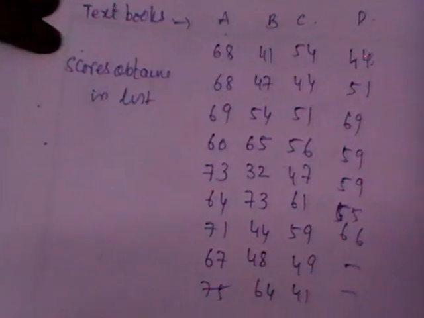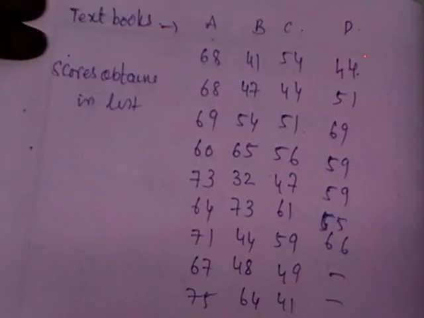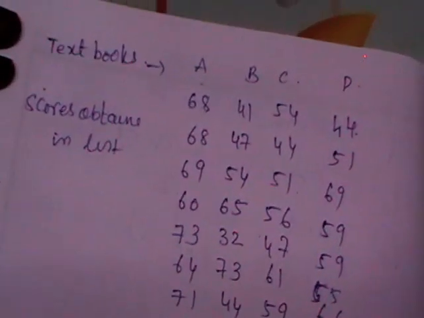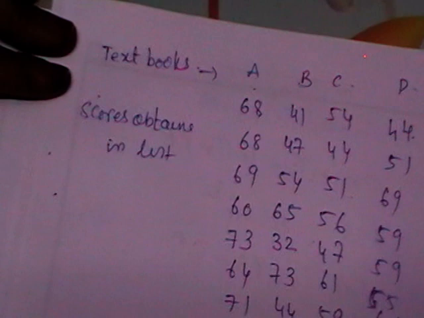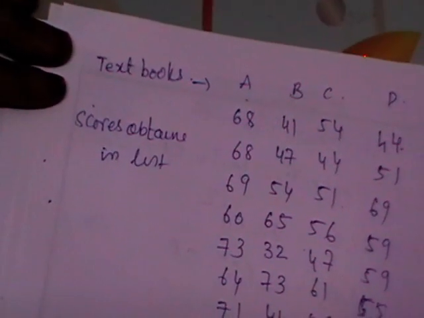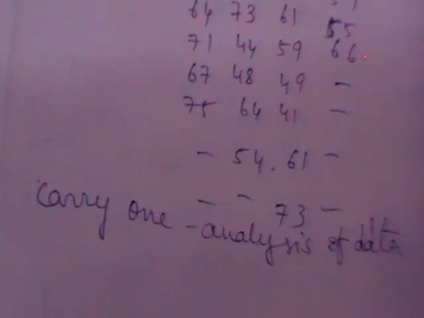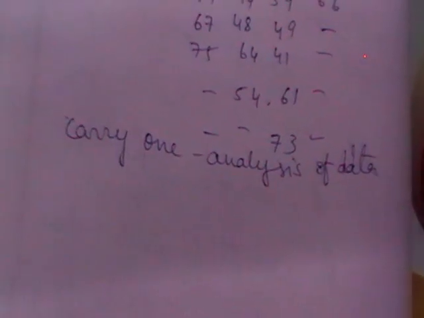So for this, the question will be clearly given to you, like carry out one-way analysis of data. One-way analysis of data means the data is classified only with respect to one factor. What is the factor here? The type of the textbooks is the factor here. So the question will be given like analyze using one-way analysis, or carry out one-way analysis of the data. So what is the first step in the analysis of the data?